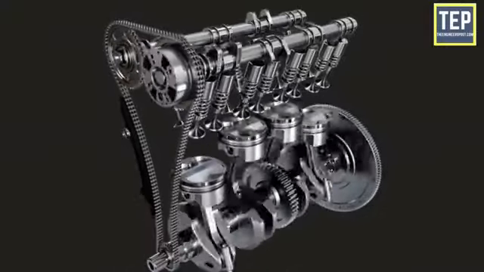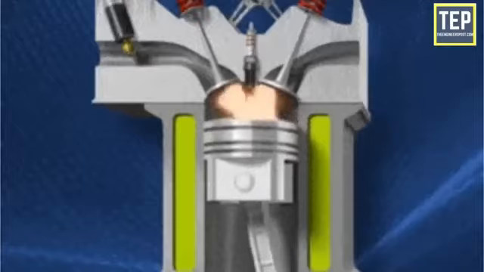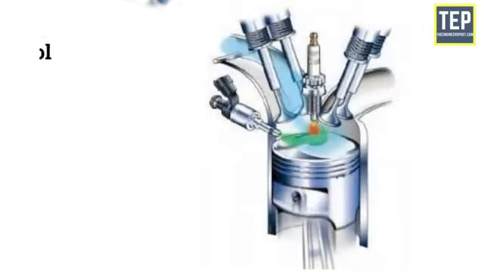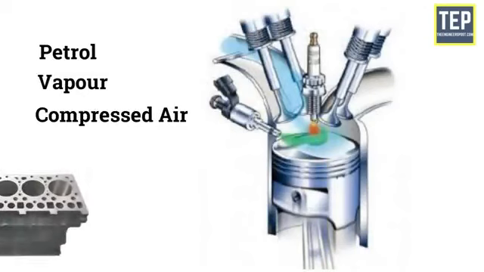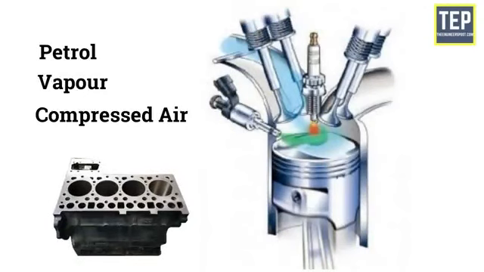The chain of reactions that achieve that objective is set in motion by a spark, which ignites a mixture of petrol vapor and compressed air inside a momentarily sealed cylinder and causes it to burn rapidly.